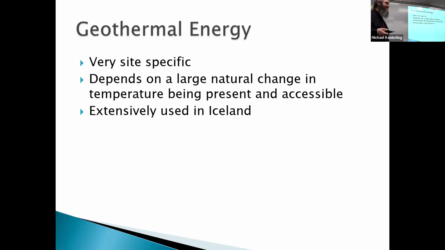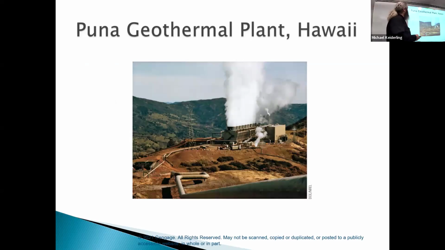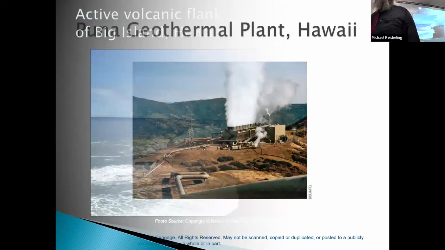But that's not that common. Not many places are like that because Iceland is sitting on a place where two continents are separating. So there's lots of heat coming up. Here is an example of a geothermal plant. This is Puna geothermal plant in Hawaii. Hawaii is on a magma bubble. Geothermal energy is easily accessible there.